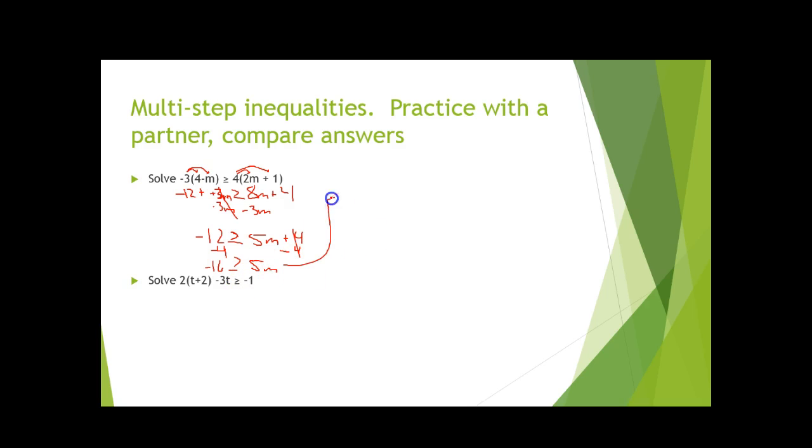Finally, in order to solve this, I'm going to divide each side by 5. M is alone. I have the greater than or equal to sign. Negative 16/5 is simplified. My answer is negative 16/5. I wanted to rewrite that so that my variable is on the left side: m is less than or equal to negative 16/5. Because negative 16/5 is greater than or equal to m, it's the same thing as m is less than or equal to negative 16/5.